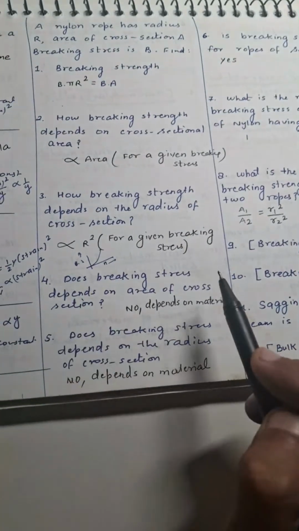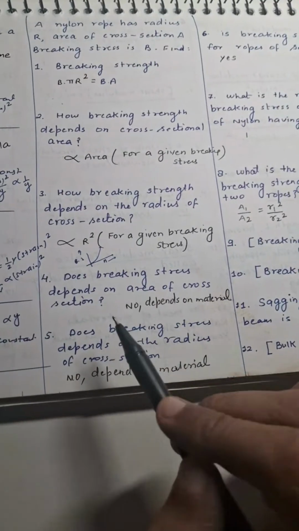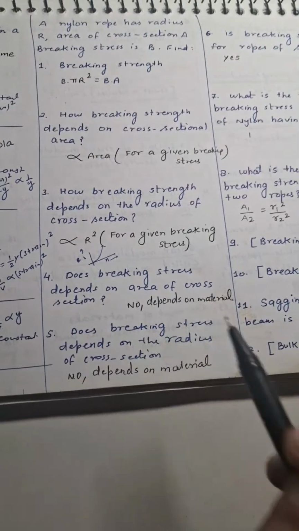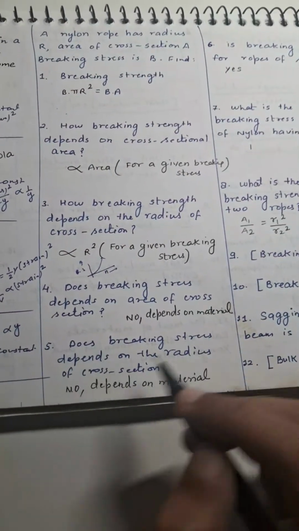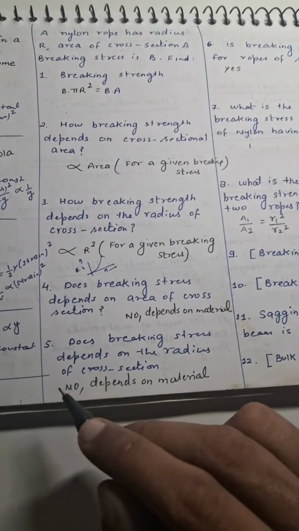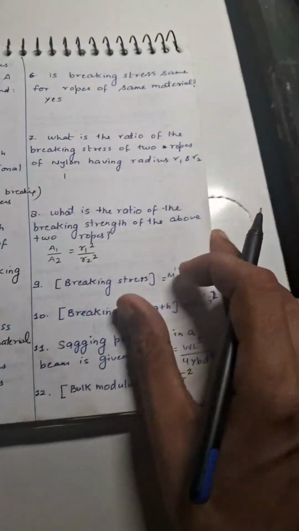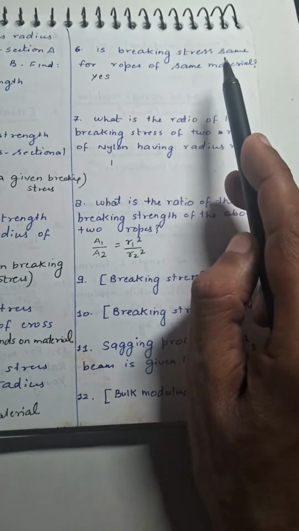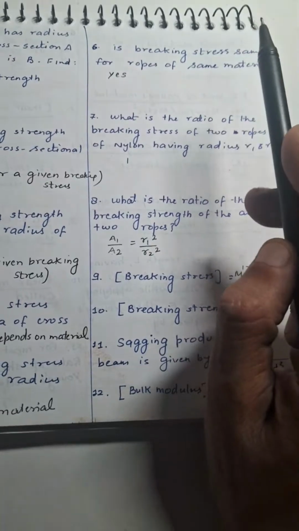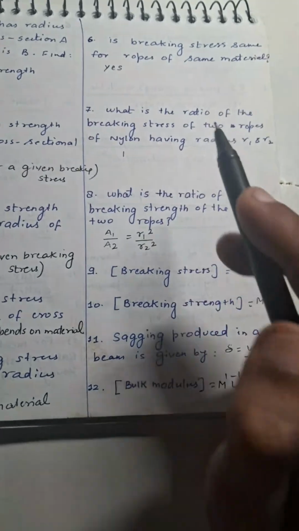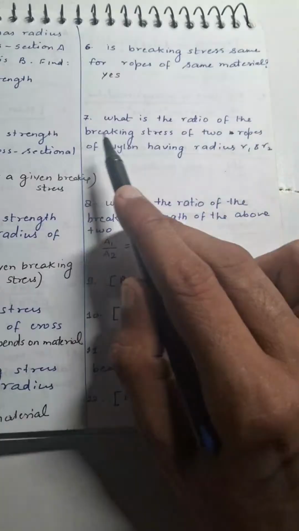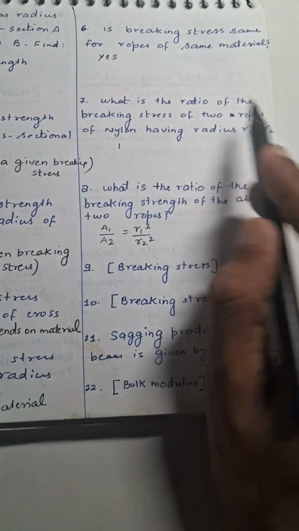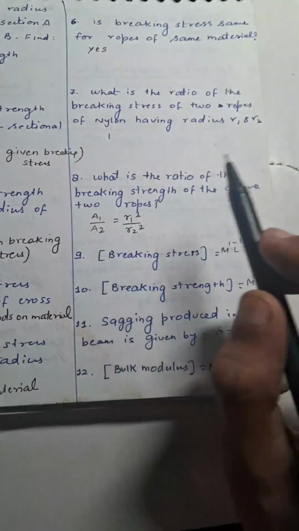Next is, does breaking stress depend on area of cross section? No. Breaking stress depends only on the material. Next is, does breaking stress depend on the radius of cross section? No, because it depends on the material. Next is, is breaking stress the same for ropes of the same material? Yes, because breaking stress depends on the nature of material of the rope or rod. Next is, what is the ratio of the breaking stress of two ropes of nylon having radius r1 and r2? So the material is the same, so breaking stress will be the same, the ratio will be 1.